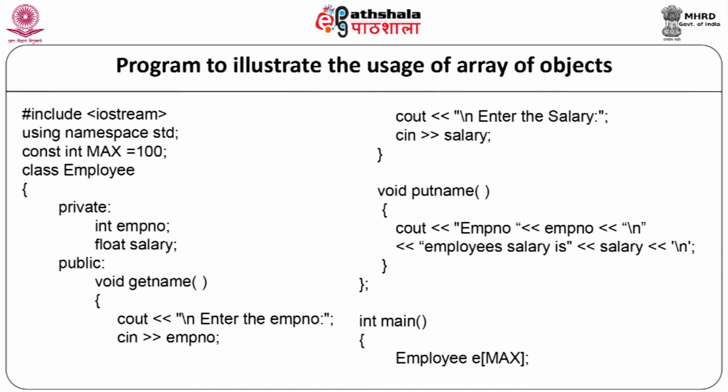Now, let us see a program to implement the usage of array of objects. We will start with our program. #include <iostream>, using namespace std. We are declaring the constant here as const int max = 100.